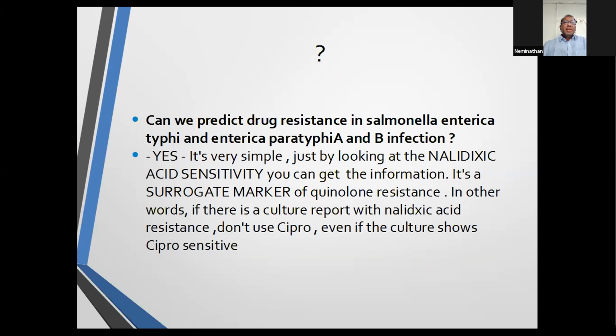Another important thing is, most of the labs do not use the nalidixic acid disc in the antibiotic panel. So what it says is it's ciprofloxacin sensitive. But in the true case, we need to do either nalidixic acid or a pefloxacin disc and then look at it as a quinolone surrogate marker. If nalidixic acid resistance is there, you should not use ciprofloxacin, even if ciprofloxacin sensitivity is reported in the results. So the message is, you have to look for nalidixic acid sensitivity rather than looking at the cipro sensitivity.